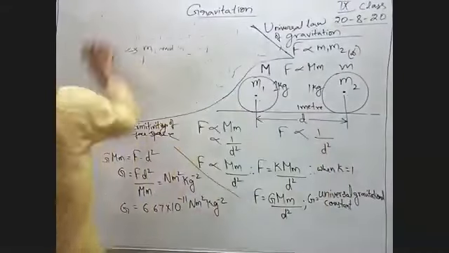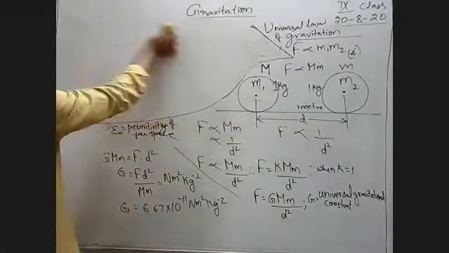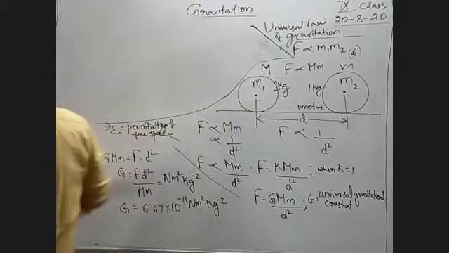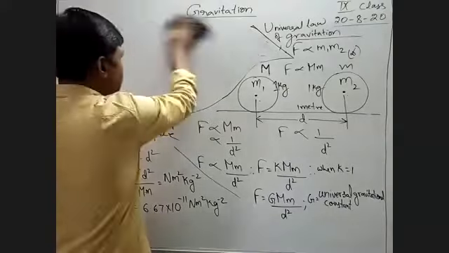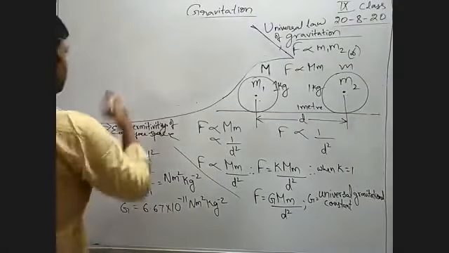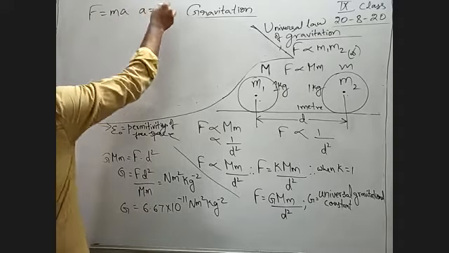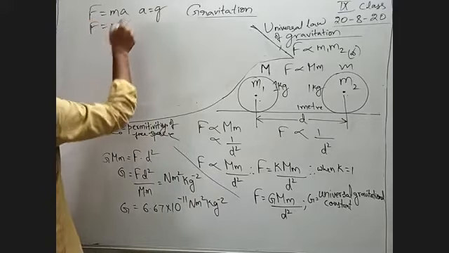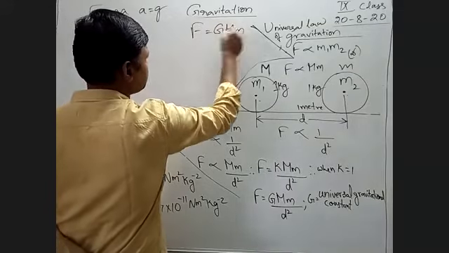Right. So if you remember Newton's second law of motion, you can draw another relation between this and the universal law of gravitation. What does Newton's second law of motion say? F is equal to ma. So a equal to g, acceleration due to gravity. That means here F is equal to mg we can write. So the same is the force here: F is equal to G m m by d square.